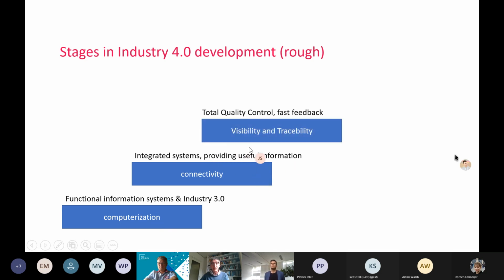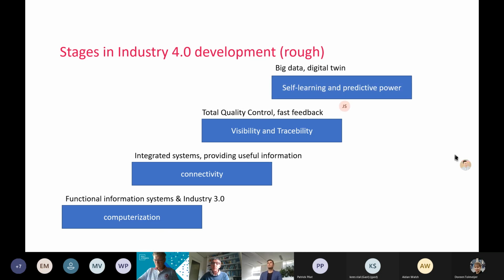Then the next step and the link with the product information and resource information gives a lot of visibility and traceability, which is extremely important for quality control, for total quality control. And many companies that have implemented Industry 4.0, when you ask them what's the profit of Industry 4.0 for you, then they talk about quality control, quick feedback, and fast decisions. But when you go a step farther, and then you talk about self-learning and predictive power. So then you look in the future and you see you have a lot of data, and based upon the data, you can make better decisions.